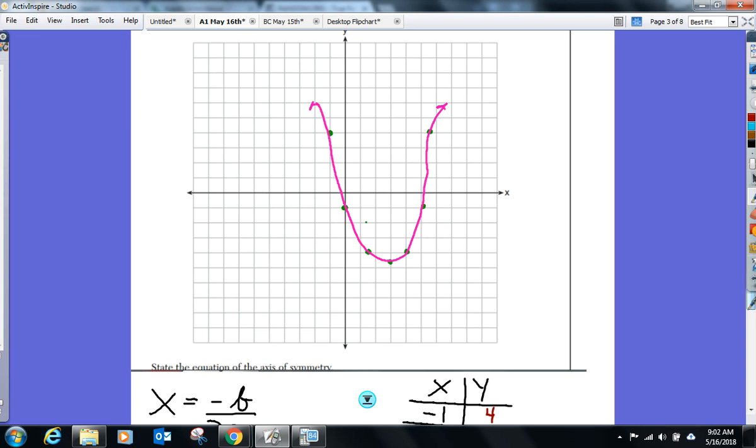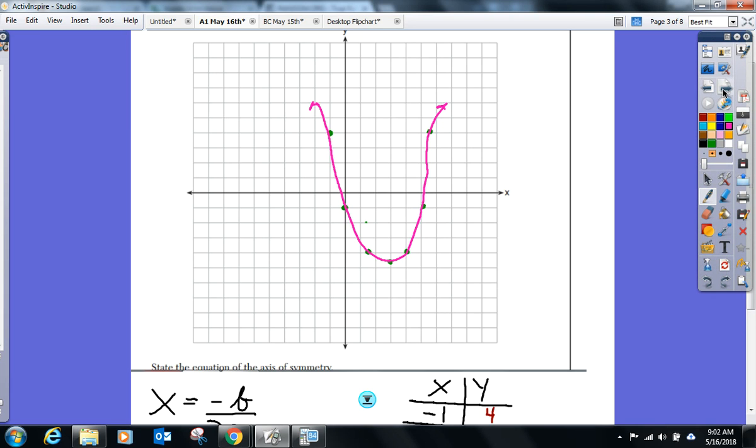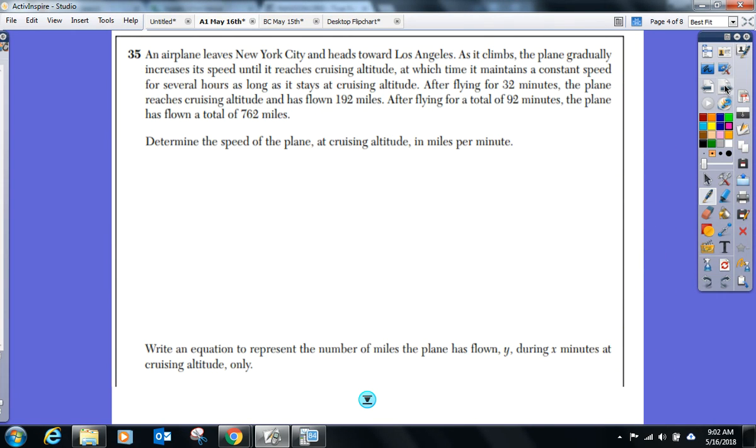All right, all good? All right, you guys got to buckle up for this one. This is no joke, this next one. This might be the toughest one we've done together and I've seen in a while. Number 35. Buckle up.